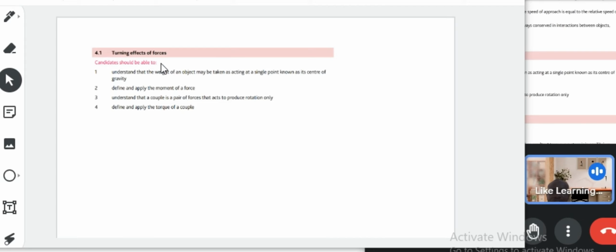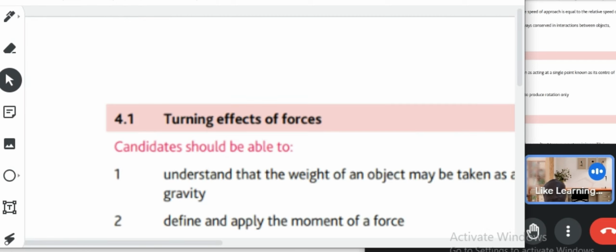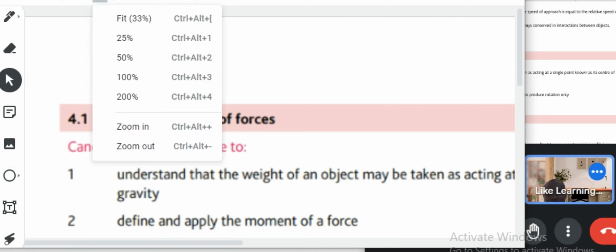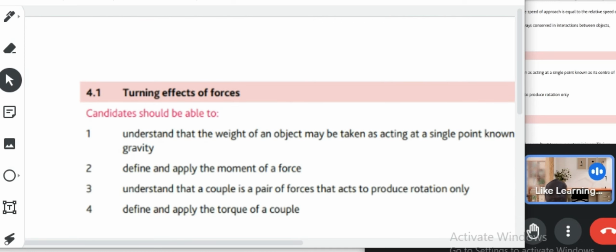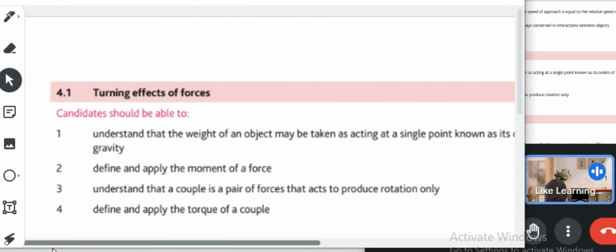This is about turning effects of forces. Turning effect of forces. Let me zoom in a bit so that we can see it properly. So, like you said, these are the areas we're going to look at.